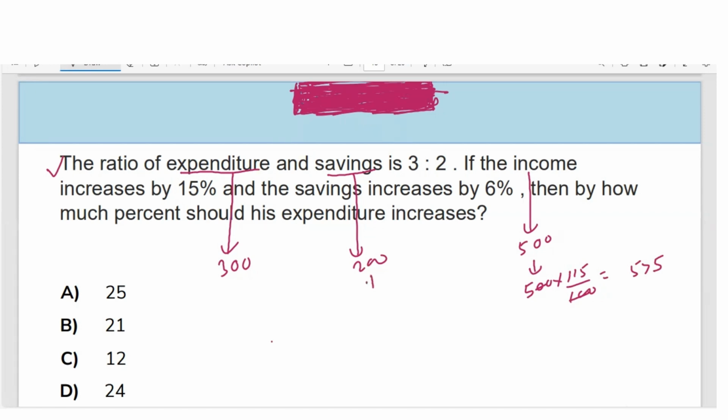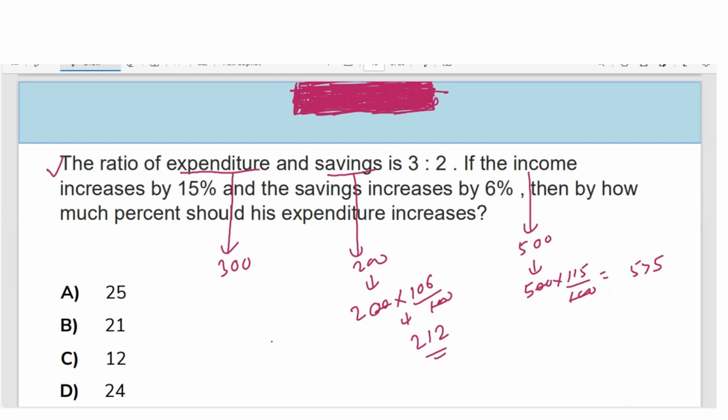Now the question says saving increased by 6%. This is the saving, 200. Saving increased by 6% means what? 106 by 100. So what is the answer? This cancels out and we get 2 6s are 12, carry 1, and 2. So 212 rupees. Okay.